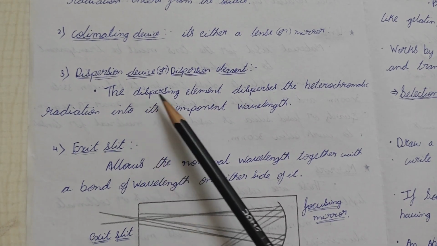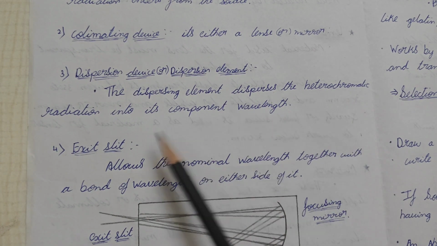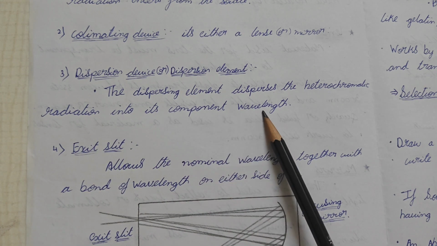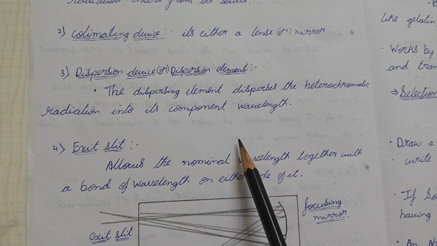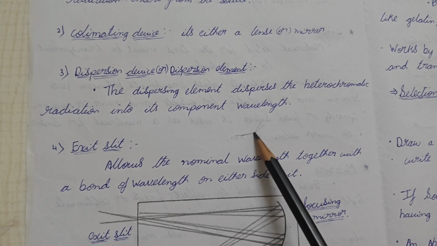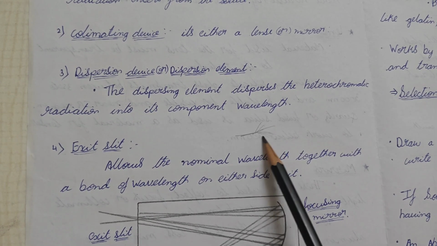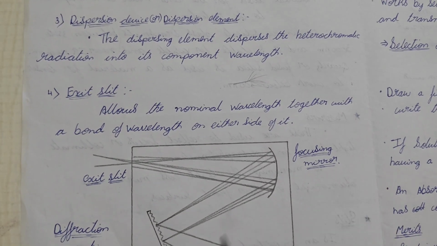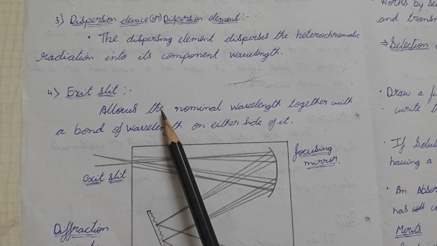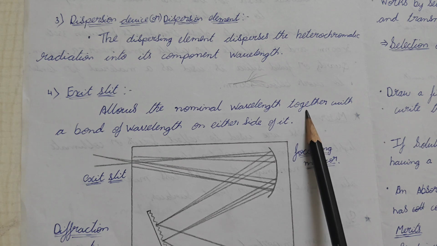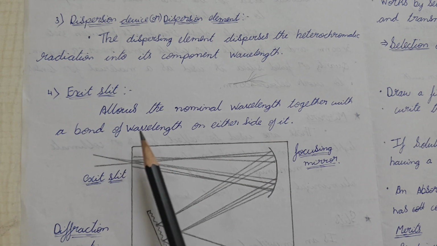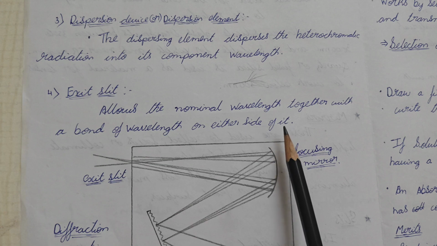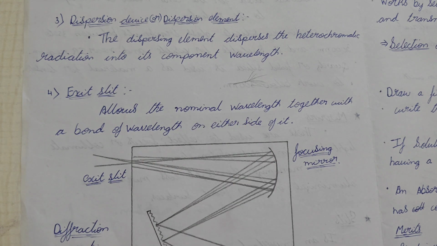Next, the dispersion element disperses the heterochromatic radiation into component wavelengths. As the light passes, it disperses into different component wavelengths. Next, the exit slit allows the nominal wavelength together with a band of wavelengths on either side of it. It allows only the required wavelength to pass through.